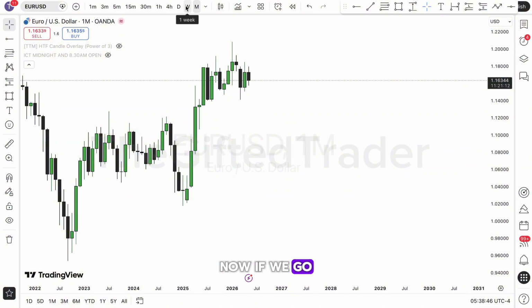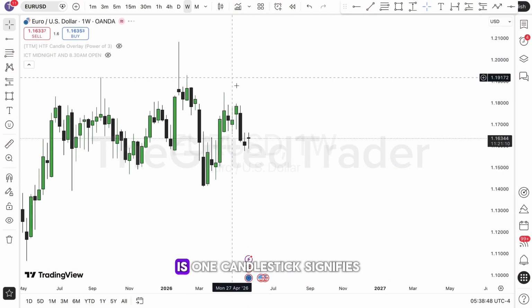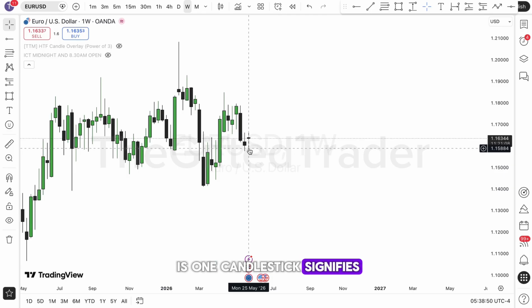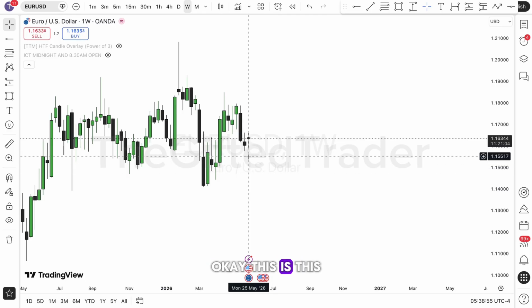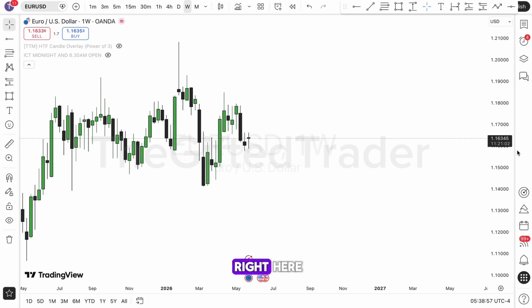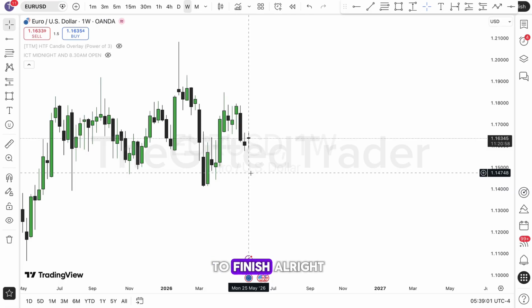Alright. Now, if we go to the weekly, one candlestick signifies the week. This is this week. This week is about to close. You can see it right here. There is 11 hours remaining for this candlestick to finish. That is market close on Fridays. The market doesn't work Saturday, Sunday. It opens on Sunday night.